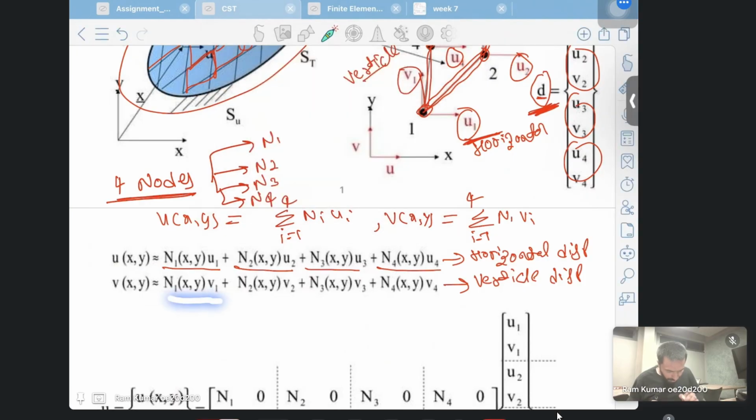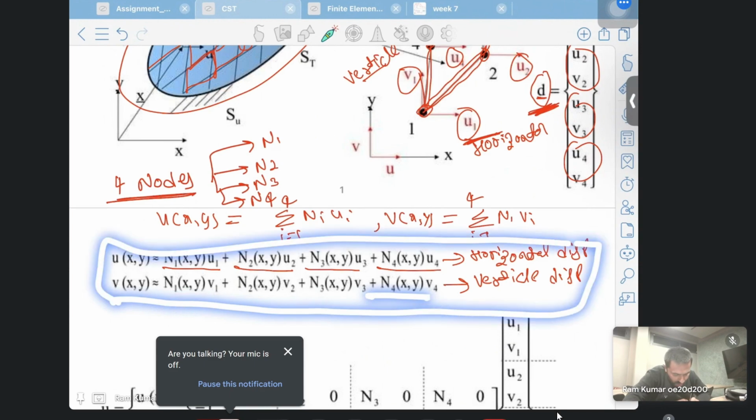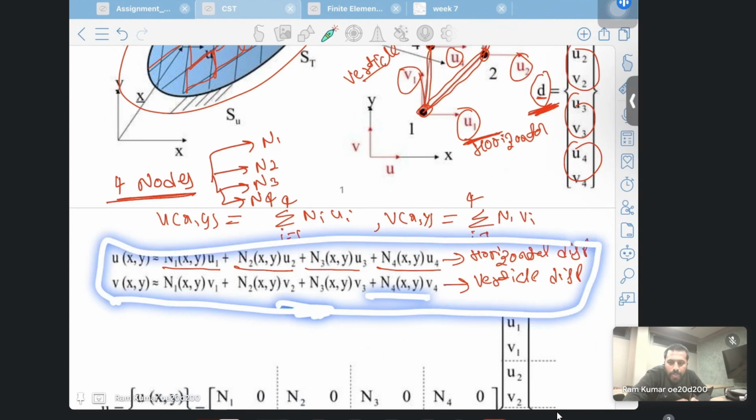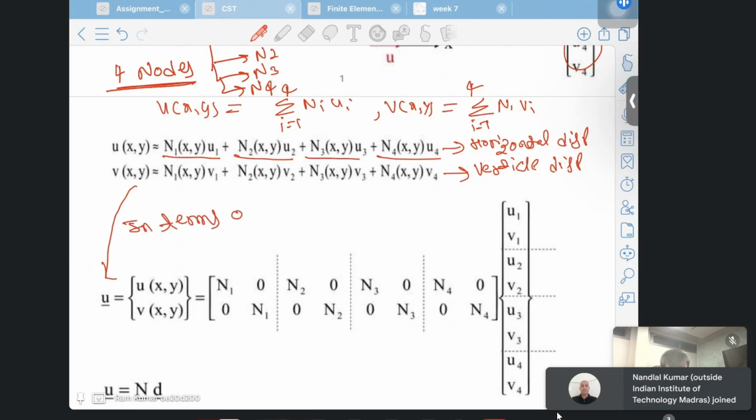Then N3 v3 and N4 v4. Okay, so this is our displacement in terms of shape functions. So similarly, we can write this in terms of matrix.